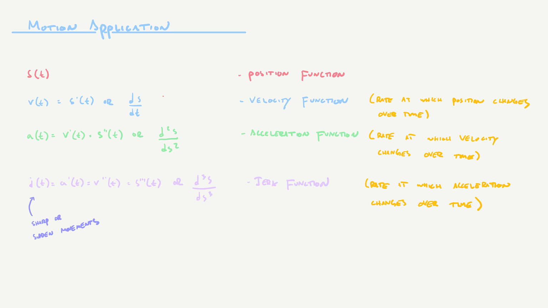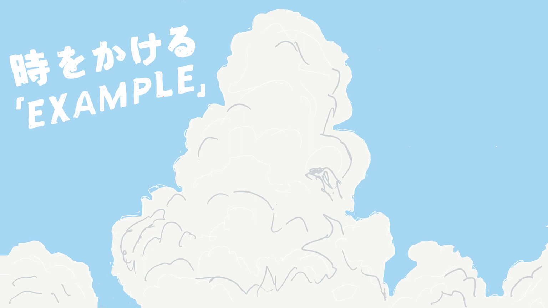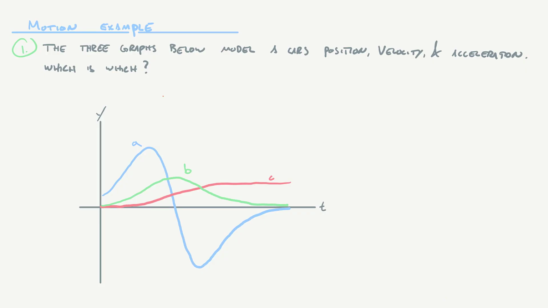So let's look at one fun little example regarding some higher order derivatives, velocity, position, and acceleration. All right, so the three graphs below model a car's position, a car's velocity, and a car's acceleration. And all I want to do is figure out which is which. Based on what we know about derivatives and the derivative of the derivative, what are some things that we can figure out about these three graphs here?